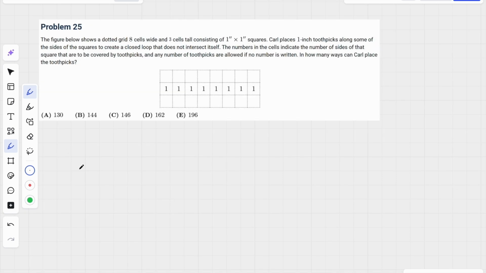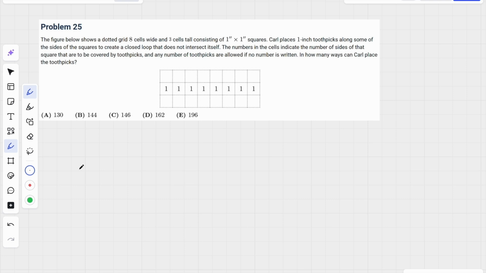Now finally, problem 25. The figure below shows a dotted grid 8 cells wide and 3 cells tall, consisting of 1 inch by 1 inch squares. Carl places 1 inch toothpicks along some of the sides of the squares to create a closed loop that does not intersect itself. The numbers in the cells indicate the number of sides of that square that are to be covered by toothpicks, and any number of toothpicks are allowed if no number is written. In how many ways can Carl place the toothpicks?